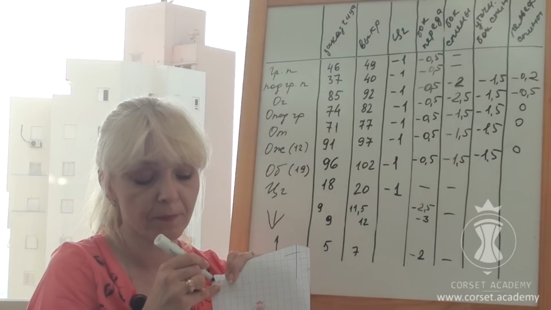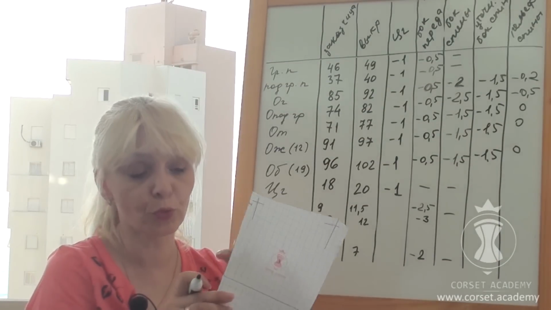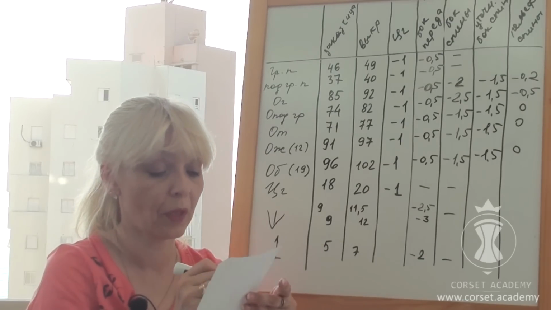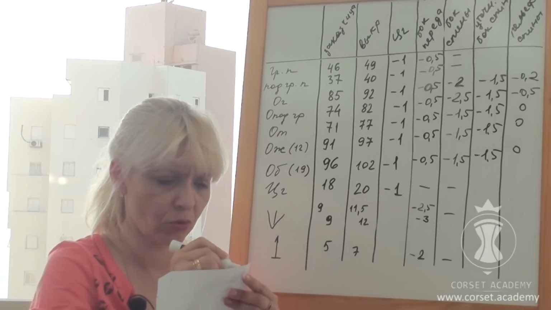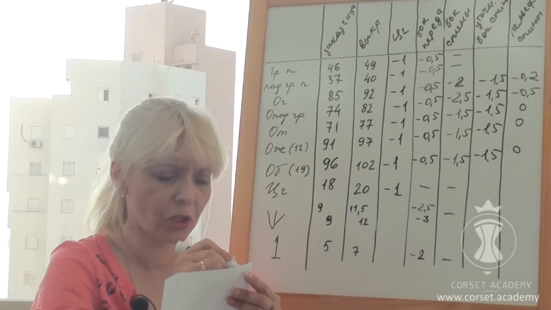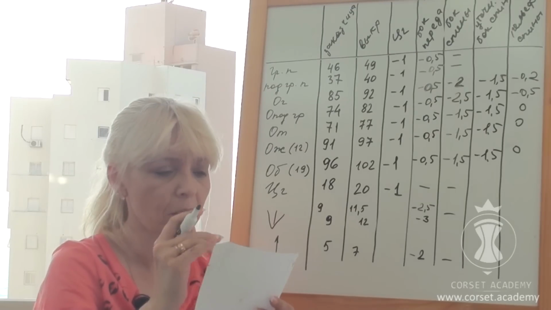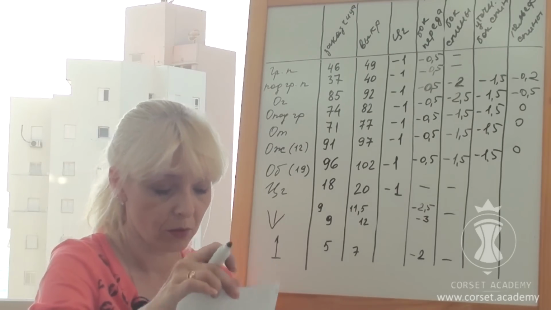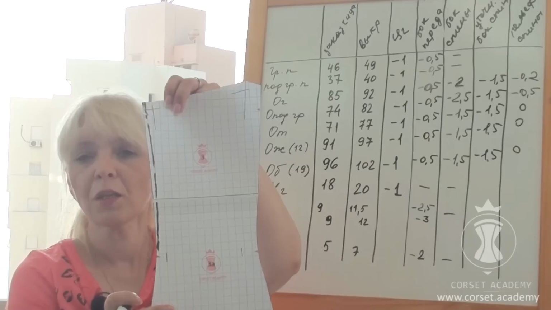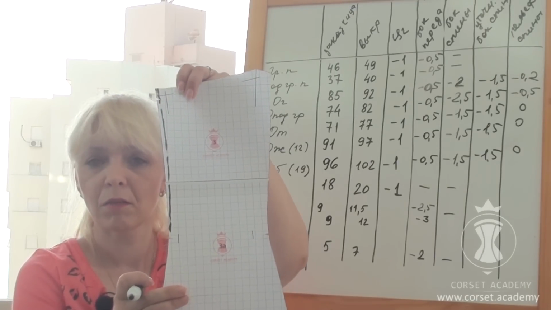So, the entire side seam of the back will shift 1.5 centimeters inwards. The princess seams of the back will shift 0.2 centimeters inwards at the level of the bust line and 0.5 centimeters inwards at the under bust line level. The princess seam of the back will look like this.